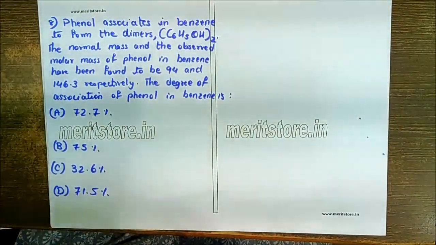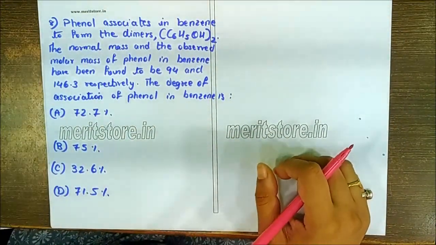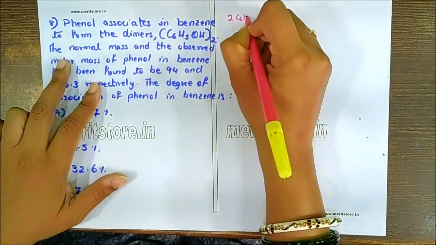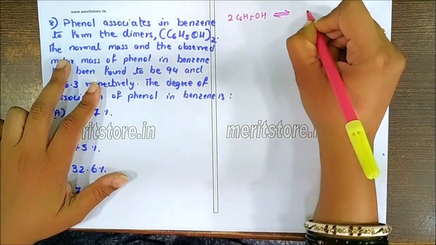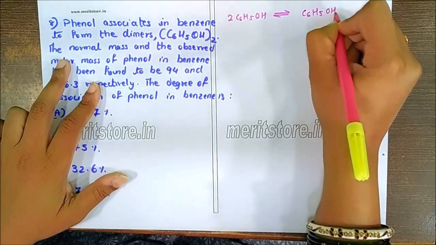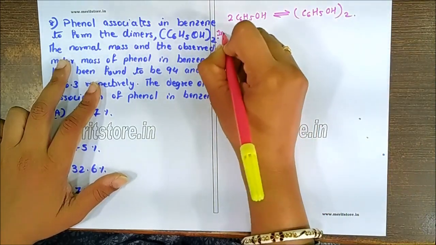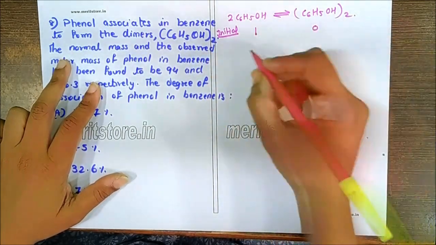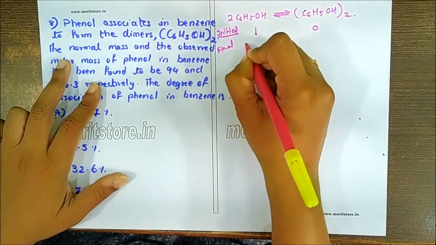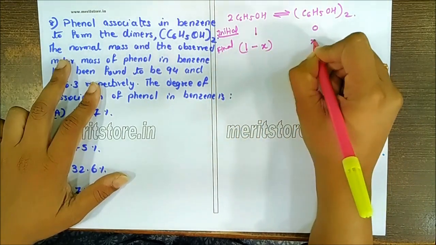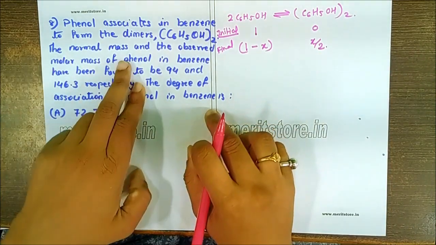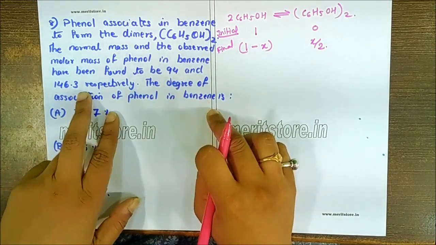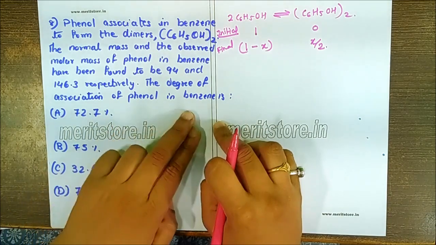Question number 8: phenol associates in benzene to form a dimer, 2 C6H5OH forming (C6H5OH)2. So we know that two molecules of phenol will associate to give a dimer. Under the initial condition, 1 is the phenol and 0 is the dimer. Under the final condition, if out of 1, X undergoes association, I will get X by 2 dimer molecules. The normal molar mass and the observed molar mass of phenol in benzene are given as 94 and 146.3. We have to find the degree of association.